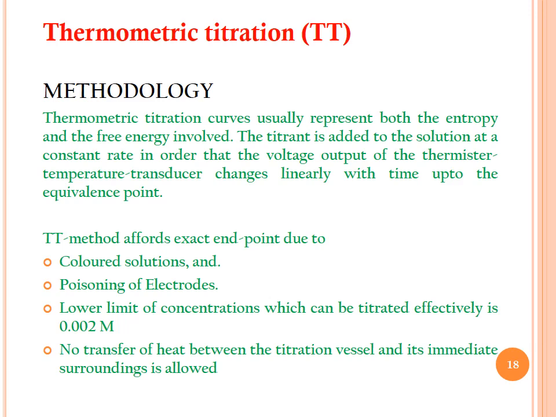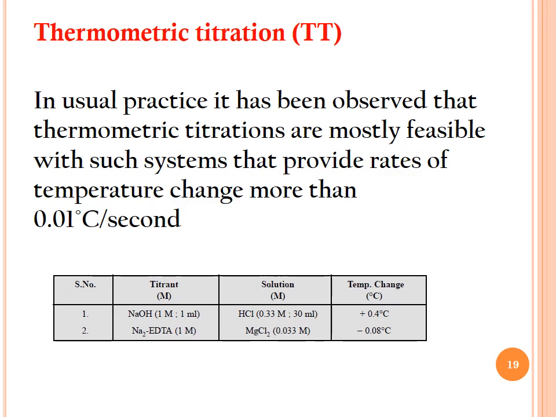The lower limit of concentration which can be titrated effectively is 0.002 molar, meaning up to 2 millimole concentration can be titrated with the TT thermoanalytical technique. No transfer of heat between the titration vessel and its immediate surroundings is allowed. In usual practice, it has been observed that thermometric titrations are mostly feasible with systems that provide a rate of temperature change of more than 0.01 degree. For example, we have a titrant sodium hydroxide and the solution is HCl.